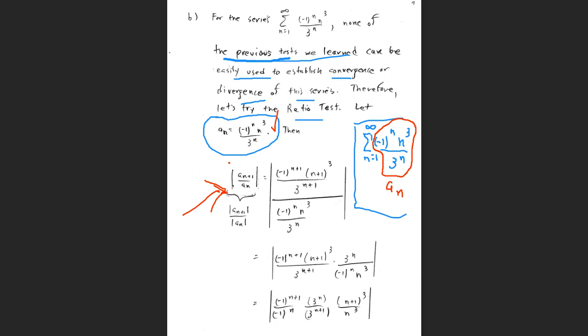Okay, so the nth term is here, -1 to the nth power times n cubed over 3 to the nth. And to get the n plus first term, all you do is, in the nth term, anywhere you see an n, you replace it with n plus 1. And that'll get you the n plus first term.